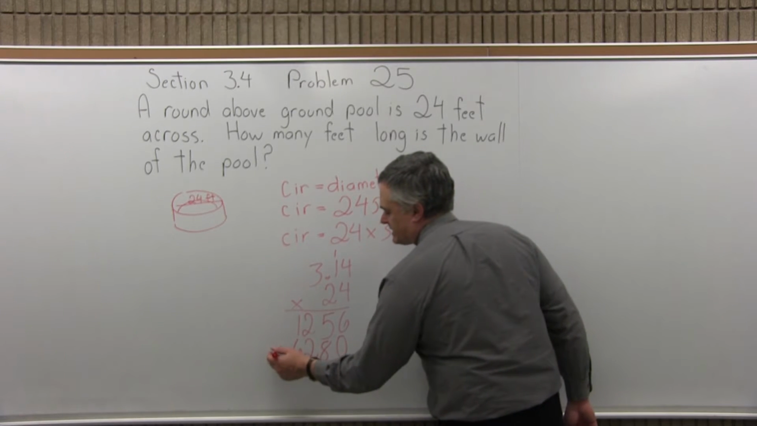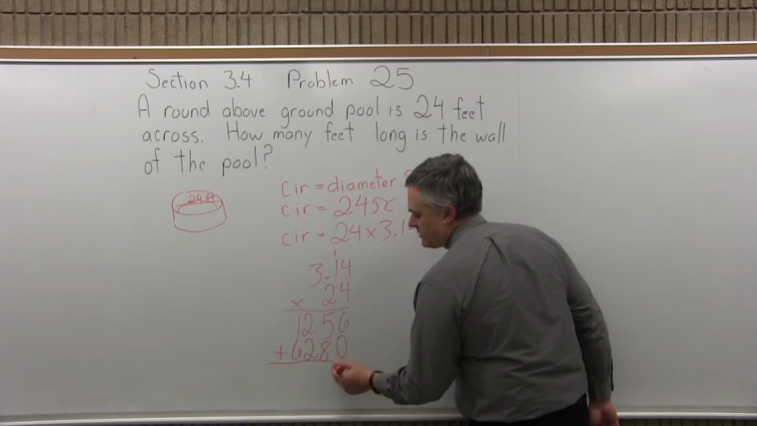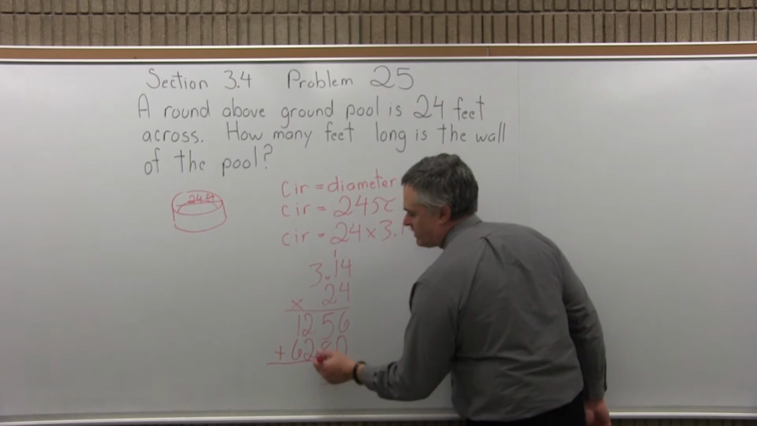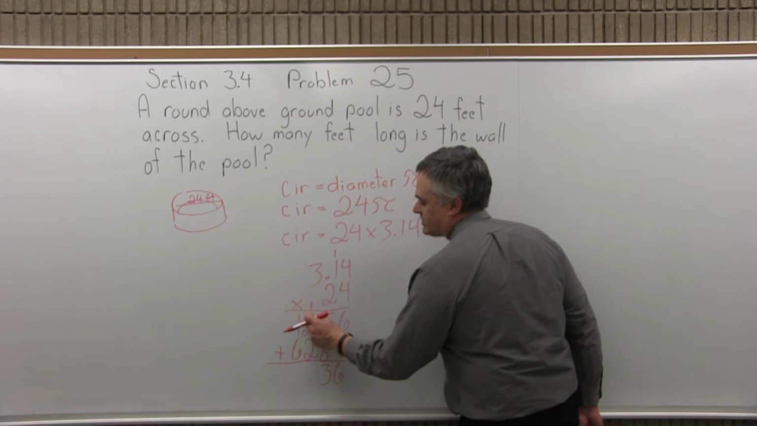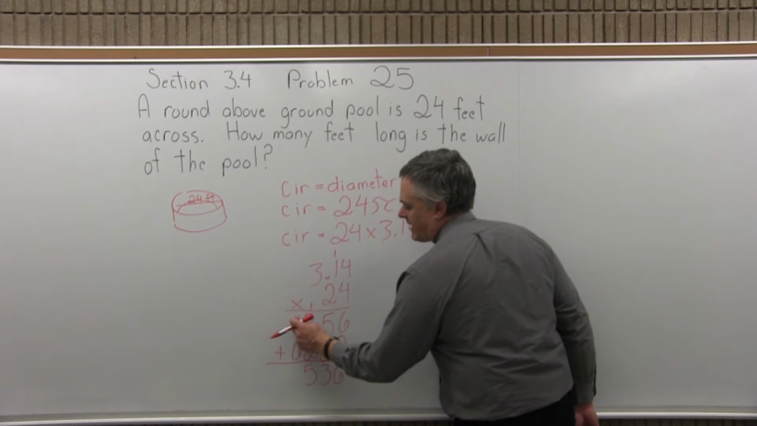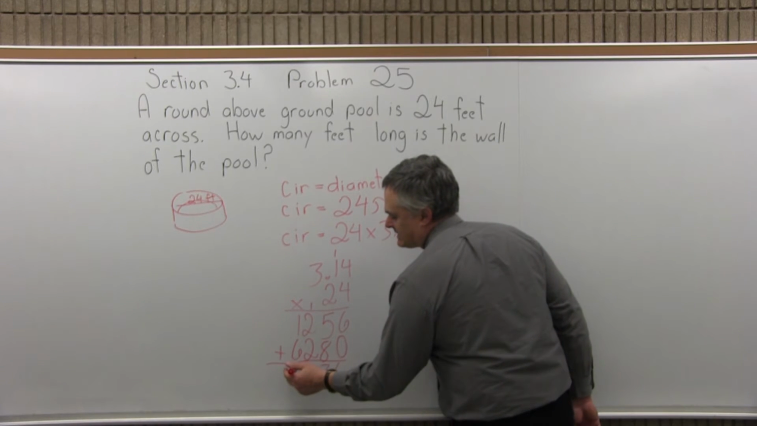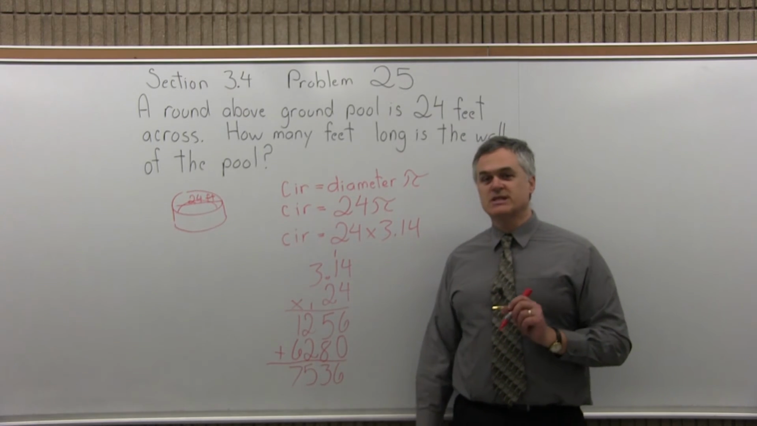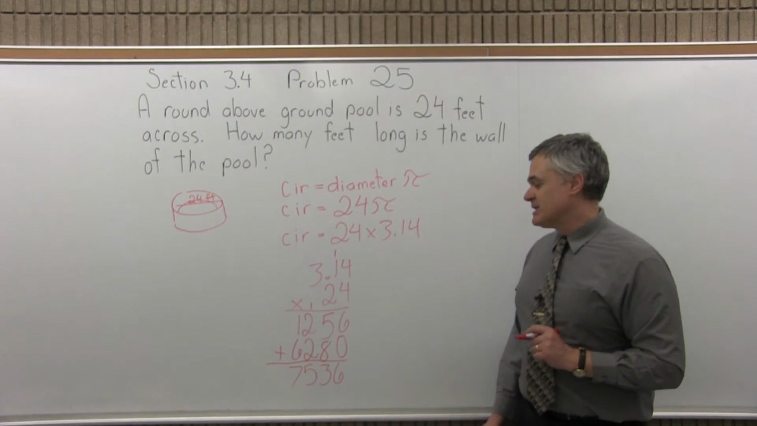Then I can add the results together. 6 plus 0 is 6. 5 plus 8 is 13. For 13, I write the 3, carry the 1. 1 plus 2 is 3. 3 plus 2 more is 5. And then 1 plus 6 is 7. So without any decimals, I get a result of 7,536. But because I have decimals, that's not really the answer.